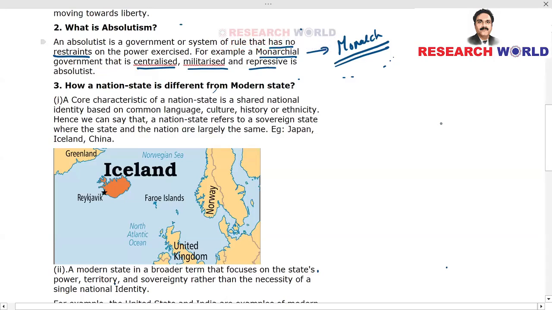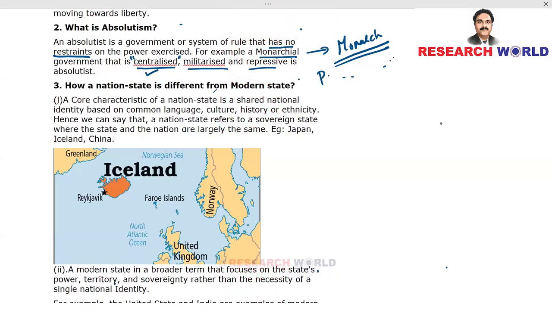So a monarch will have lots of power. That means one individual or a bunch of people surrounding him will be holding the power. That's why you call it centralized. Then how do they exercise the power? They unleash the power to the people via military. All right, no restraints. Power is just unleashed to the people.